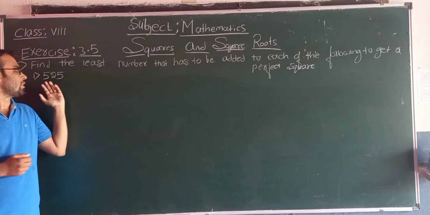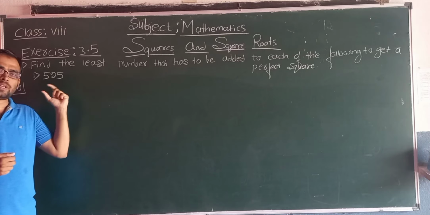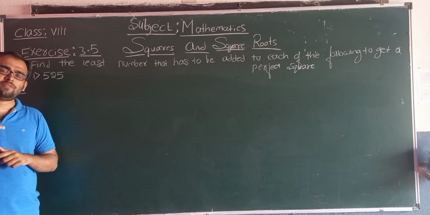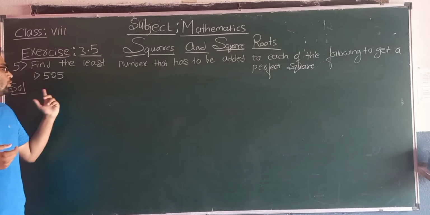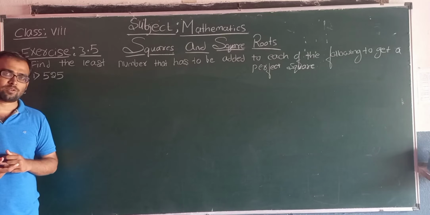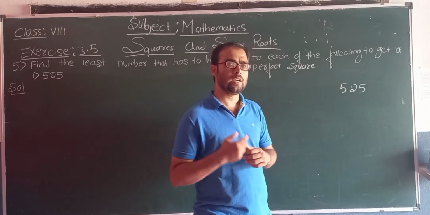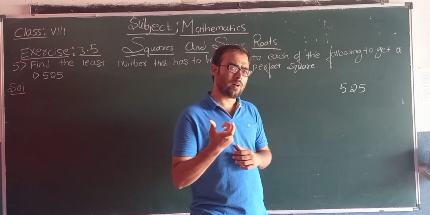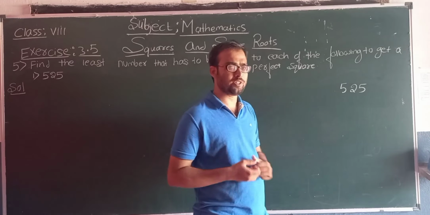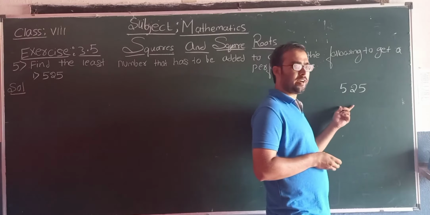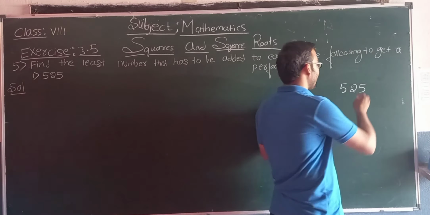So here what is this? This is a number, this is not a perfect square, but when we add a particular number to this number, then we'll get a perfect square. Students, what is that number? In order to find that number, we'll solve using the division method. So here I have written the numbers. Now start pairing.